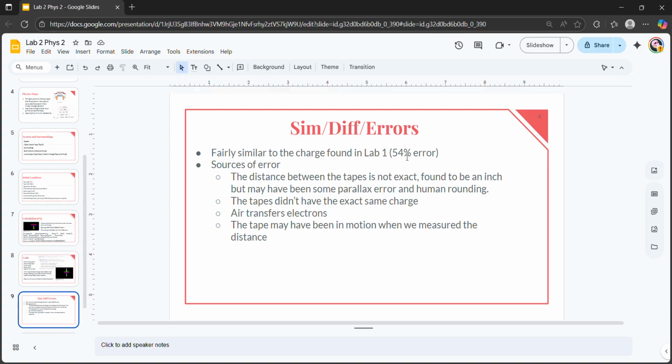The sources of error that could cause this not to match real life are that the distance between the tapes wasn't exact. We found it to be an inch, but there may have been some parallax error and human rounding error. The tapes may not have had the exact same charge, hopefully they did, but handling one more than the other could cause some differences. Air transfers electrons that could change the charge between each point. The tape may have been in motion while we measured, getting us the wrong distance.